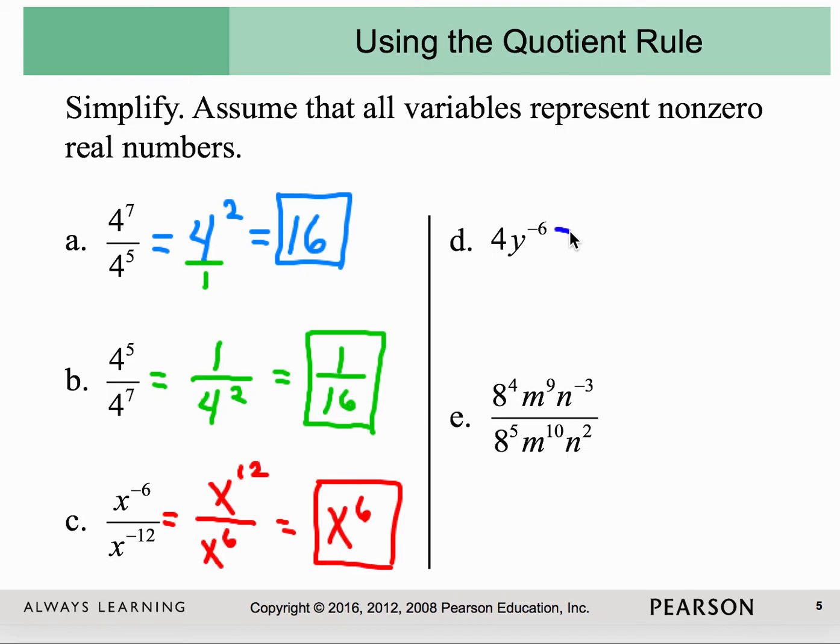All right, so negative exponents I'm going to deal with first. The 4 does not move. It does not have a negative exponent. Only the value with the exponent sitting directly on it will move. And there's no more simplifying that can be done there.